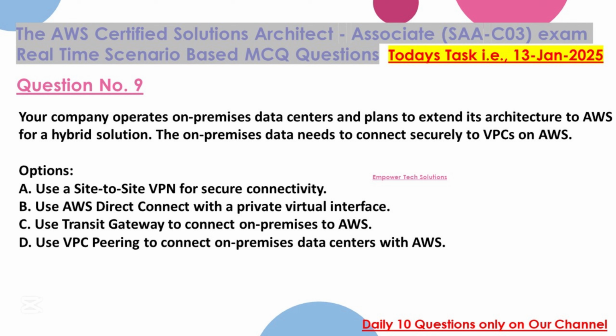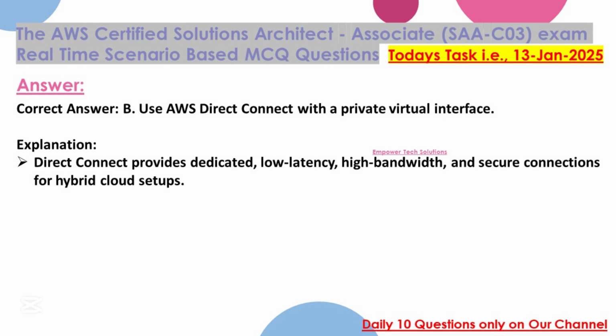C. Use Transit Gateway to connect on-premises to AWS. D. Use VPC peering to connect on-premises data centers with AWS. Correct answer: B. Use AWS Direct Connect with a private virtual interface. Explanation: Direct Connect provides dedicated, low-latency, high-bandwidth, and secure connections for hybrid cloud setups.